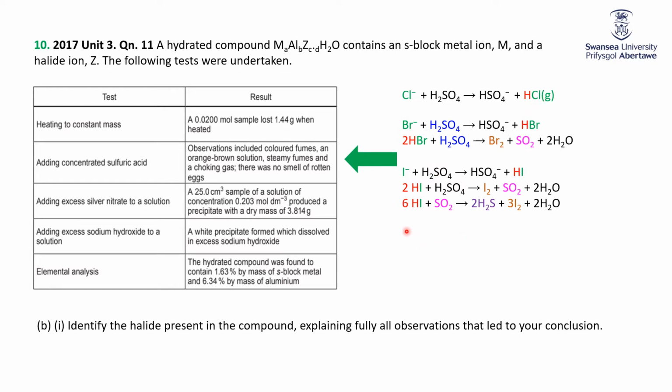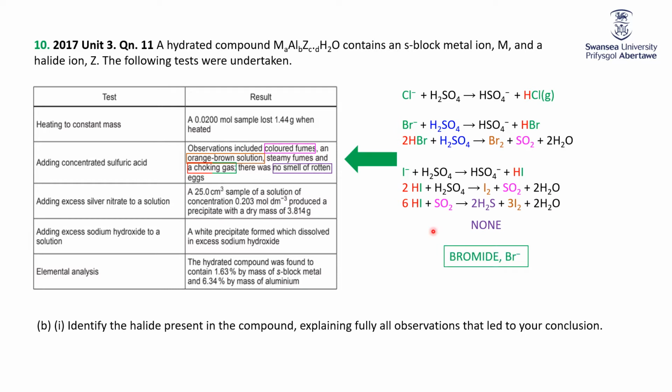Okay, so in all cases, you get a choking gas. You get colored fumes for the bromide and the iodide, that's the SO2. You get an orange-brown solution for the bromide and the iodide, because that's bromine water and iodine water. However, with iodide, you also get the H2S, the smell of rotten eggs. So the fact that we see the colored fumes in the solution tells us it's not chloride. The fact that we don't smell rotten eggs tells us it's not iodide. Thus, it must be bromide.